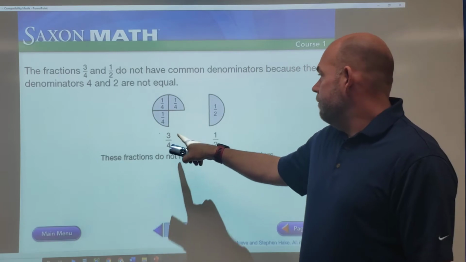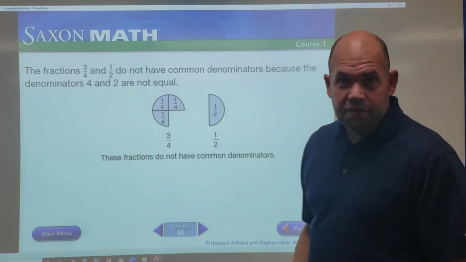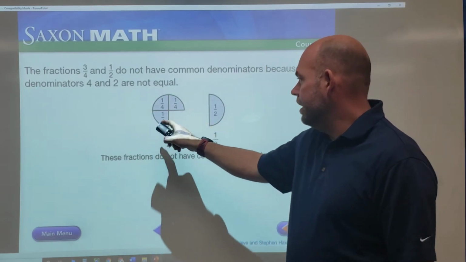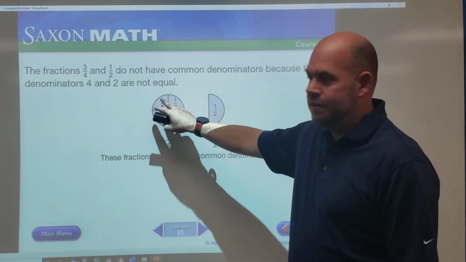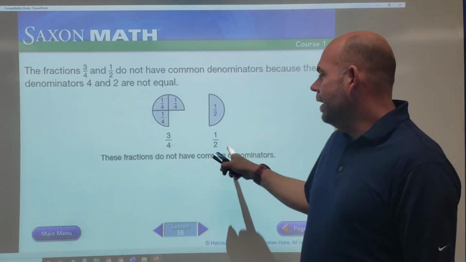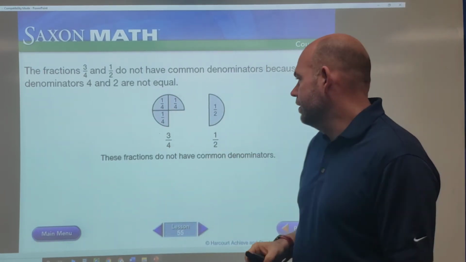The fractions 3/4 and 1/2 don't have a common denominator. So we can't just subtract 1/2 from 3/4. Now we can, because we can visually see this here. If we took that away, we'd just have 1/4 left. But there's a good mathematical way to solve this.